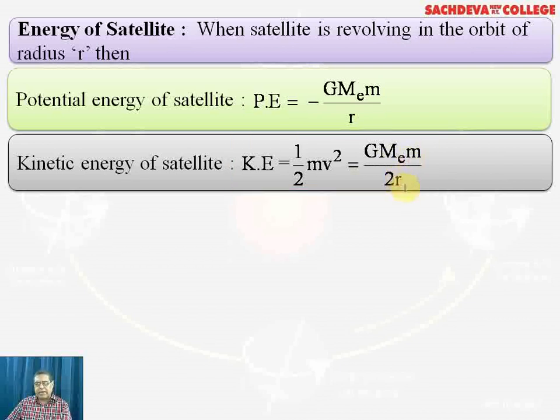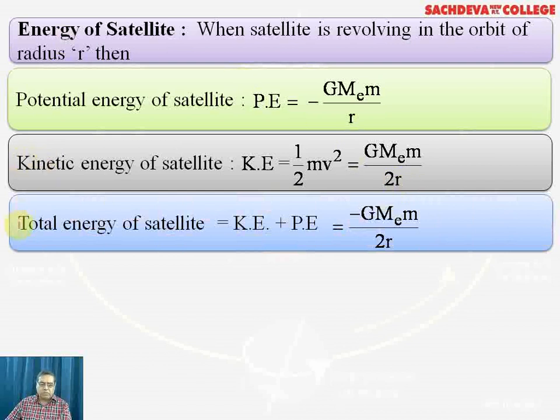Now this is the kinetic energy, and potential energy is minus G M_E m over r. So we add both the energies. When we add both the energies, we will get minus G M_E m over 2r. So whatever I have spoken earlier, the same is indicated as total energy of satellite. The total energy of satellite is the algebraic sum of KE plus PE, that is kinetic energy and potential energy.